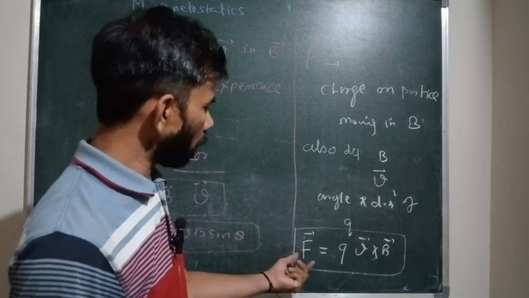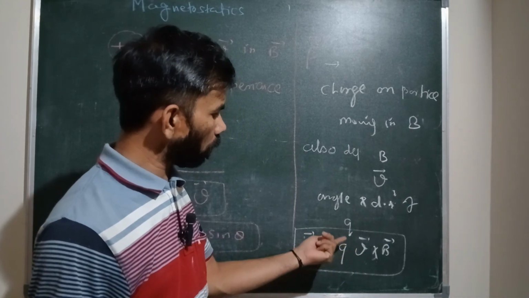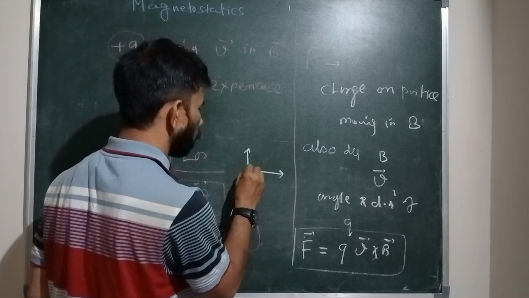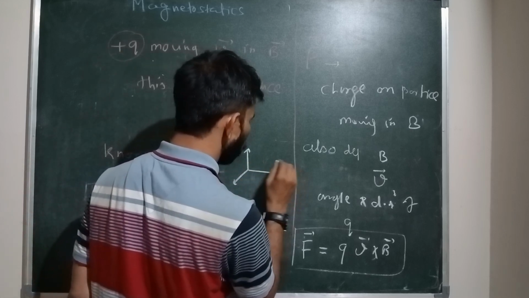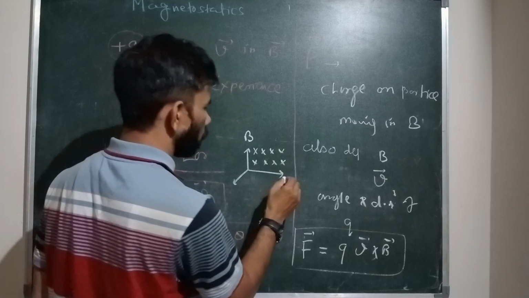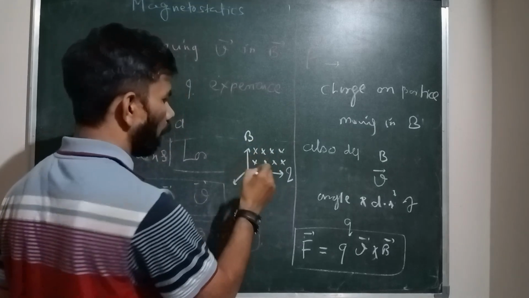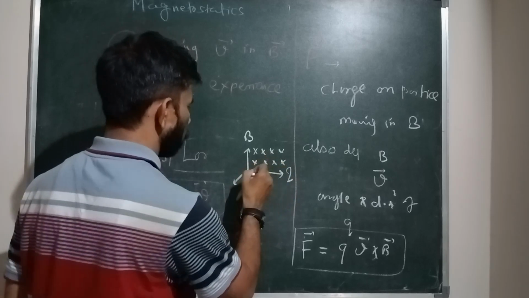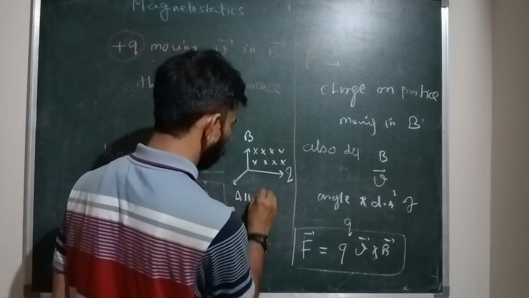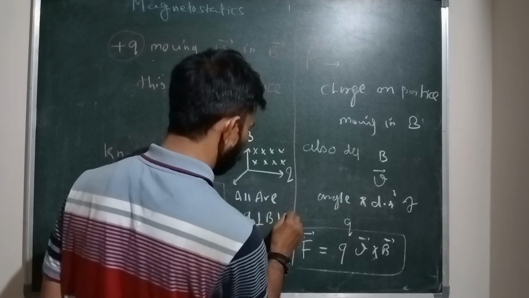The direction of the force is perpendicular to the plane containing the velocity of a charge moving in magnetic field B. So the direction of this force is perpendicular to the magnetic field direction B and to the direction of the charge's velocity. So these are all perpendicular to each other: v perpendicular to B perpendicular to F.